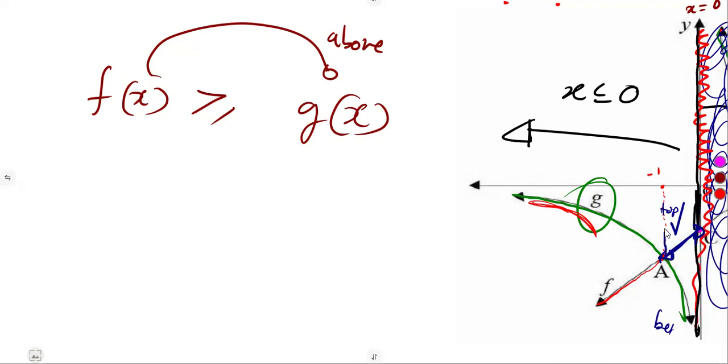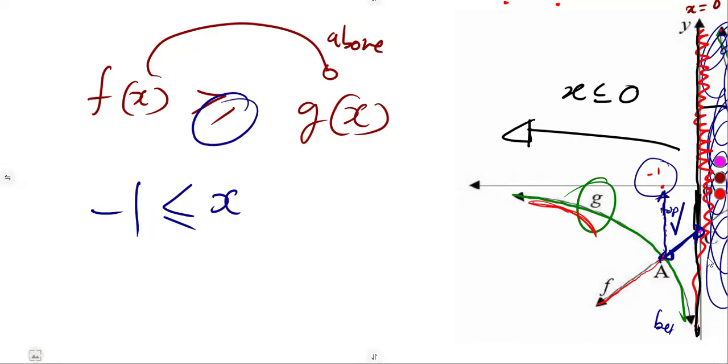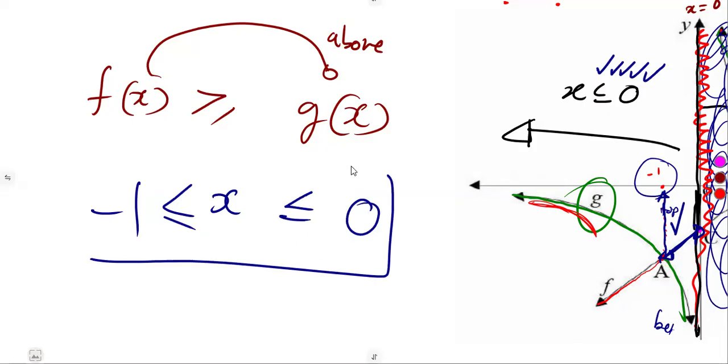So at A, what is the value of x at A? At A, our x is -1. So x is supposed to be greater than or equal to -1. Remember, there's an equal to there. But less than, we now use that condition that we are given. Remember, we are limited to a condition where x is less than or equal to 0. So answer the question properly on that one.